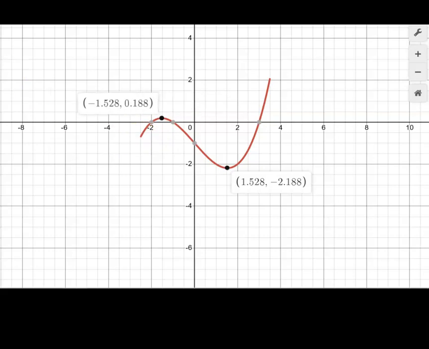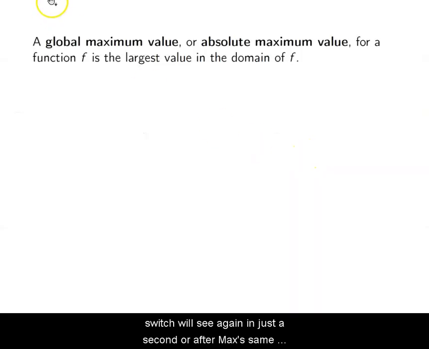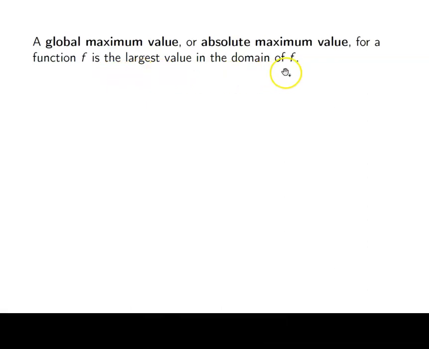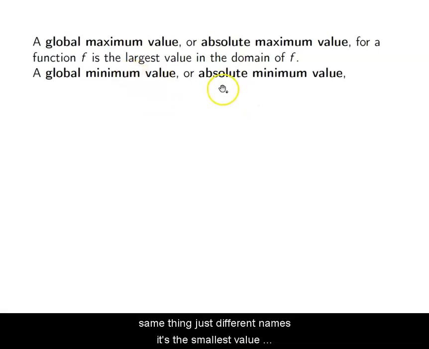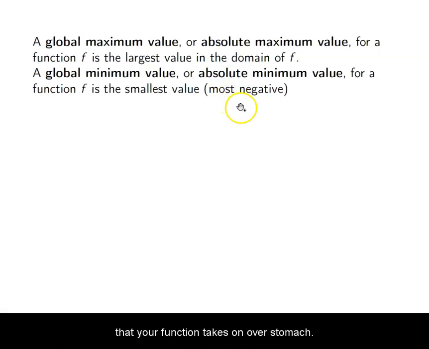Okay, so that's the difference between global and local mins and maxes, which I do have in our slides, which we'll see again in just a second. So again, the global max or absolute max is the same thing, just a different name. It's the largest value that your function obtained over the domain given. Same with the global and absolute min. They're the same thing, just different names. It's the smallest value that your function takes on over its domain, the most negative value.